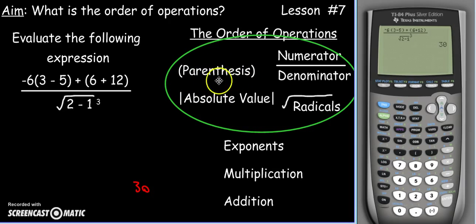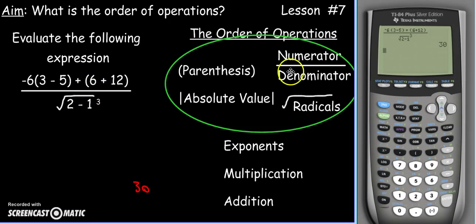So parentheses definitely group items. The absolute value symbol groups items. A radical symbol groups items, such as this 2 and -1. The numerator of a fraction is a grouping symbol. You have to do everything up here before we can do this division. We also have to do everything down here before we can do this division. We can't divide by this radical before figuring out what it is.